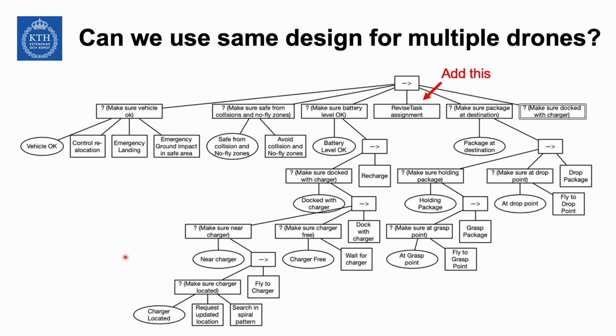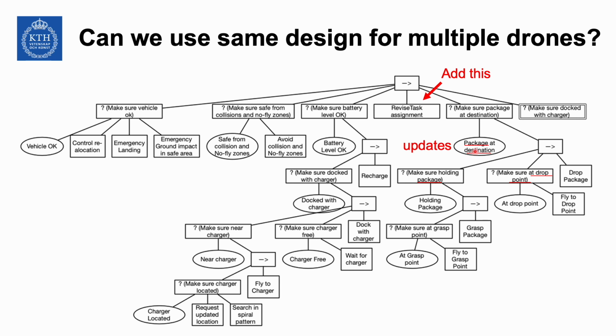Yes, we can use the exact same design, but we just add this node here, revise task assignment. So what do we mean by that? Well, basically, we've been talking about checking if the package is at the destination. So that's actually two variables here: what the package is, whether it is this item or that item or some other item, and also what the destination of that package is.